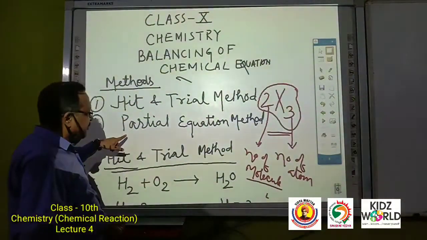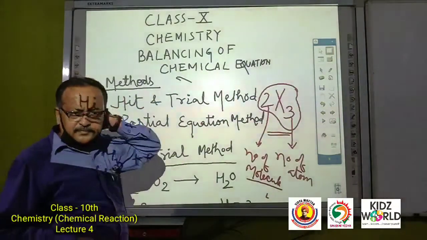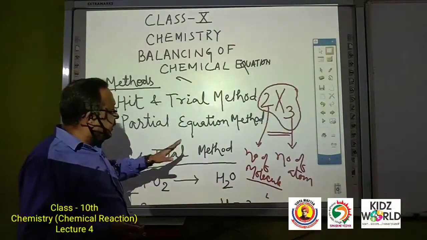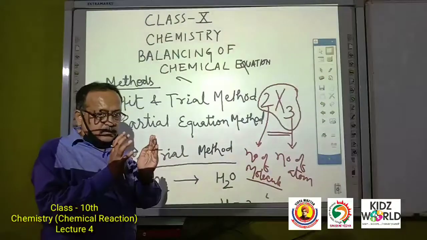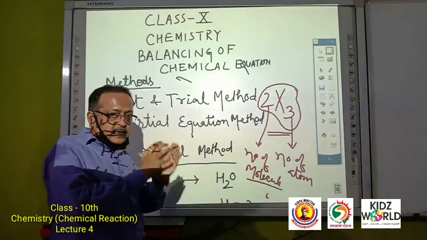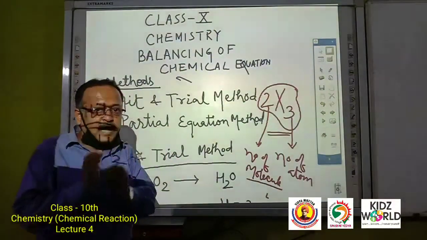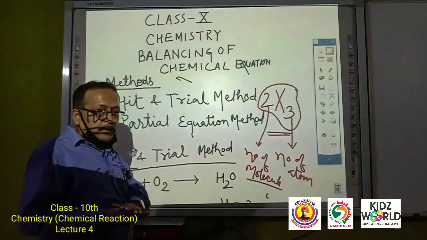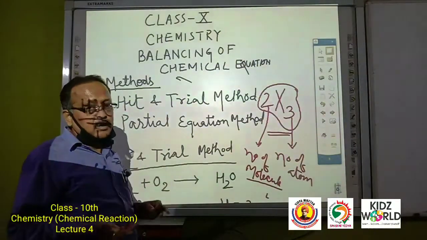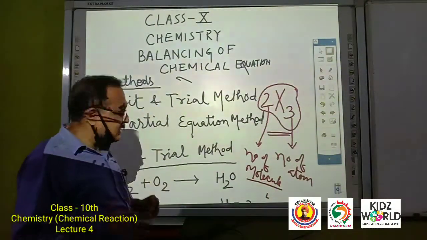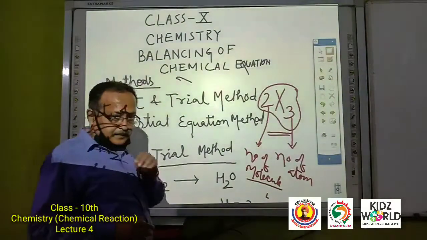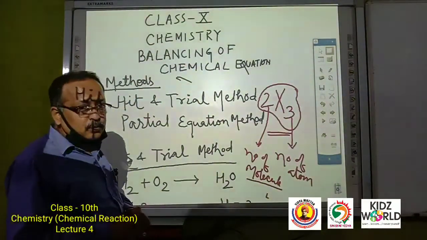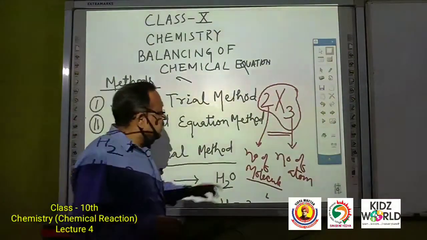The second is the partial equation method. Partial equation method means the chemical equation is balanced partially. This is also called ionic balance. But you have not studied so much about ions, so in class 10 you will not study it. But this hit and trial method you have to understand.